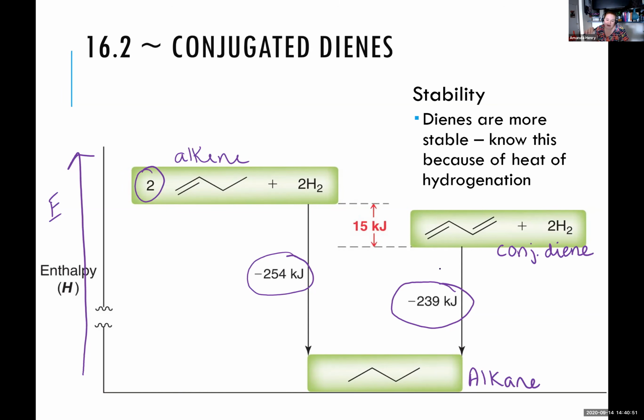So the reason behind that 15 kilojoule difference is because our conjugated diene started out at a lower energy level already compared to our alkene. And so it didn't have to release as much energy to get down to the same place. So all of this is saying that conjugated dienes are more stable than isolated alkenes. And the proof behind that is this heat of hydrogenation reaction data.